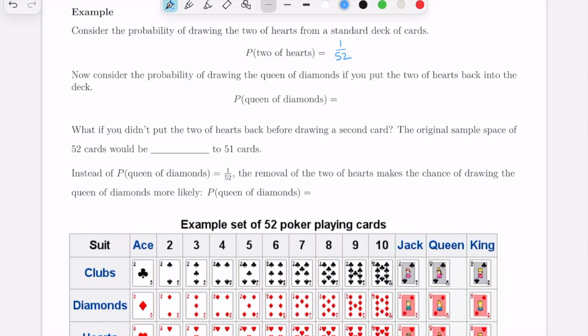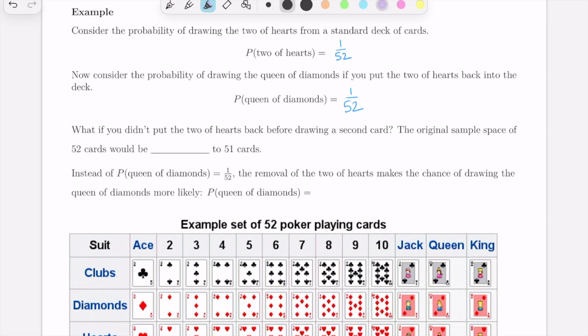So now if you put that 2 of hearts back, the probability of drawing that 2 of hearts was 1 out of 52. If you put it back in the deck, consider the probability of drawing the queen of diamonds. Well, the probability of drawing a queen of diamonds is just 1 out of 52, right? You have 52 cards in the deck, and there's only one queen of diamonds.